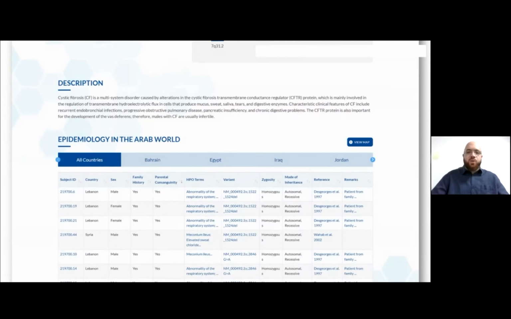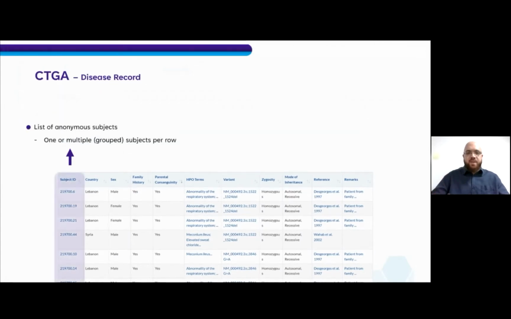In this section, in order to organize and contextualize the data, we decided to orient the information based on anonymous subjects described from the studies. The table is distributed across each Arab country. Each row in this table can represent one subject, or it can represent multiple subjects who share the same data grouped together. Examples of group subjects can be cohorts from association studies, or clinical studies reporting on many patients from an extended family who share the same clinical information.